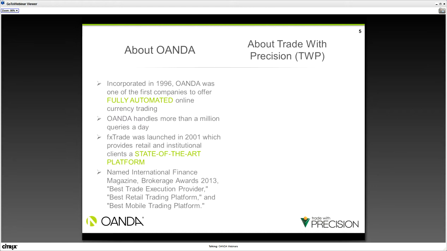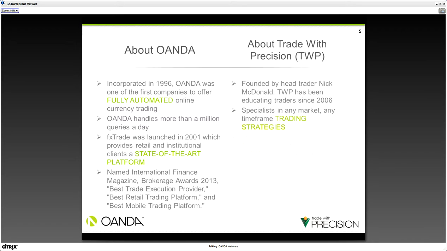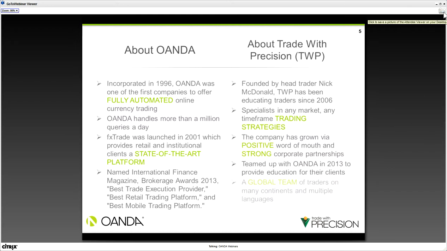Trade with Precision was created back in 2006 by a gentleman by the name of Nick McDonald as a provider of trading education for retail traders. So we are an international team of traders that provide training for some major brands of exchanges and brokers around the globe. And we teamed up with Oanda just about 2 years ago to bring you folks some specialized education around currency products and trading strategies. So Trade with Precision is a company run by traders for traders, and we are specialists in trading strategy education.